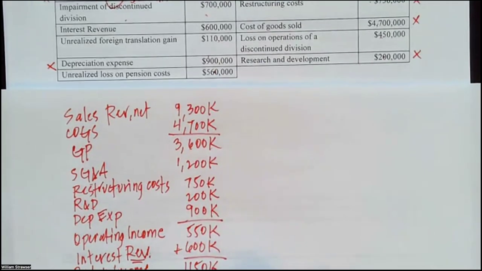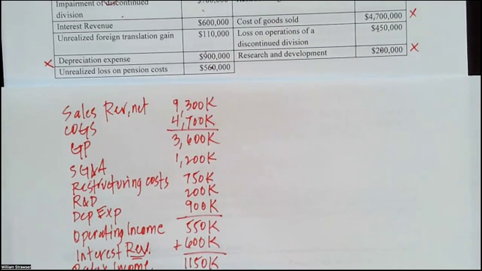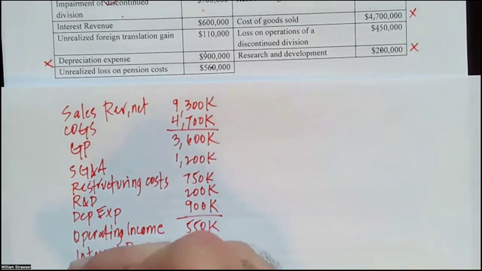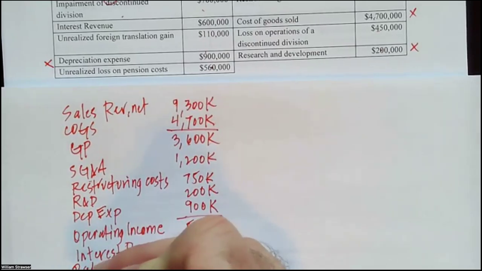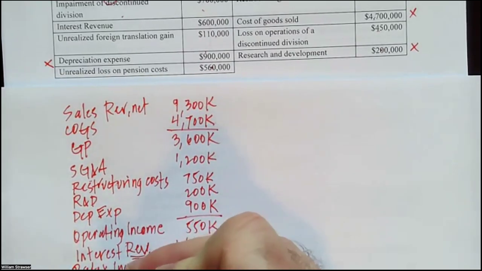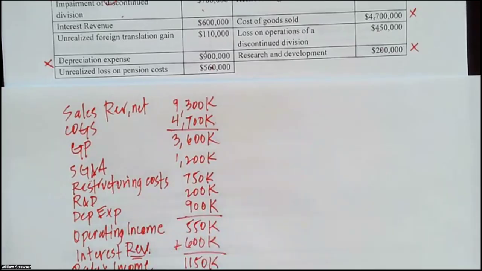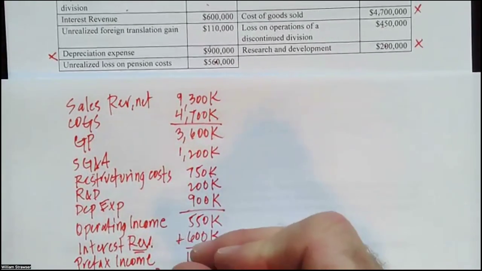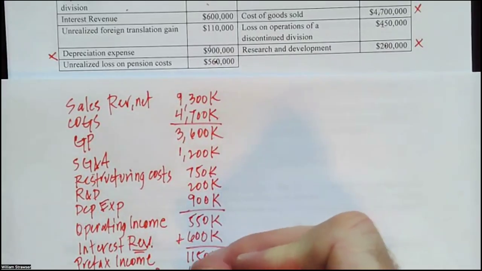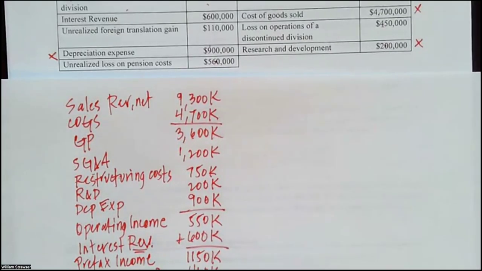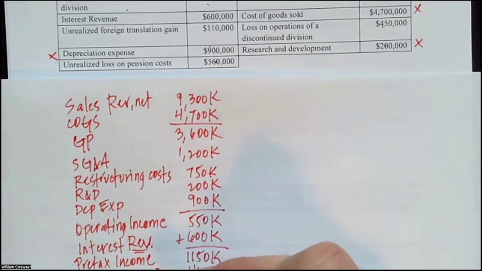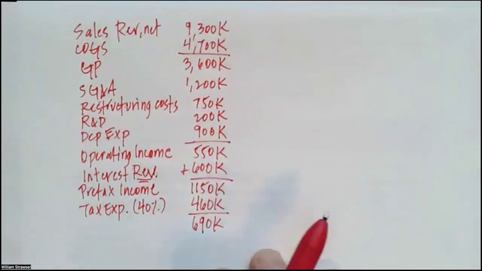I want to take the tax rate from that. So 1150 times a 40% tax expense gives me 460,000, and then knock that off. 690,000.